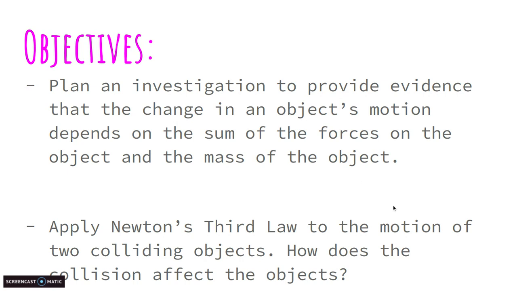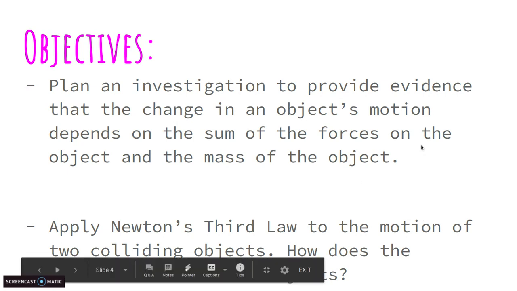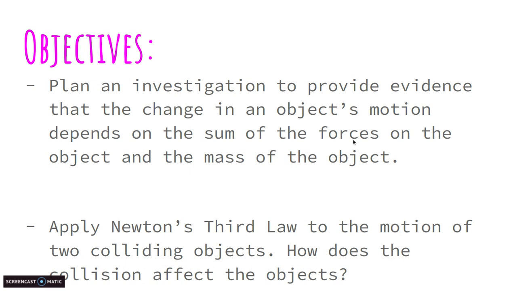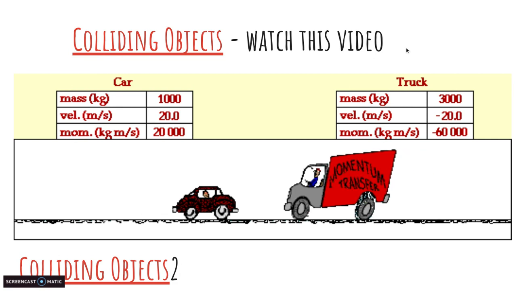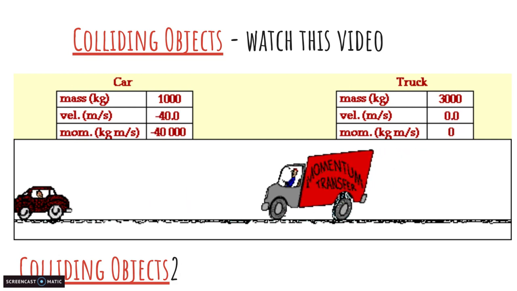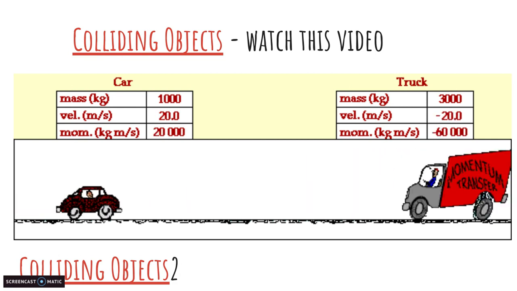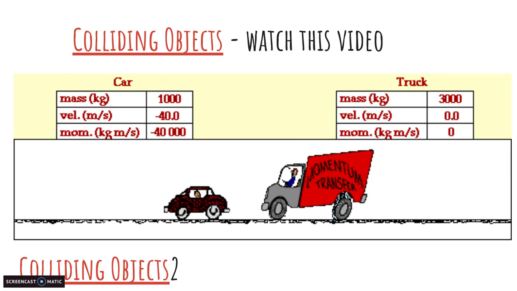Also this week, apply Newton's third law to the motion of two colliding objects. How does the collision affect the object? I'm going to show you an example of this. So here we have these objects colliding. I have a video that I've posted on here, the very top video that you can watch, and it shows the effects of that.